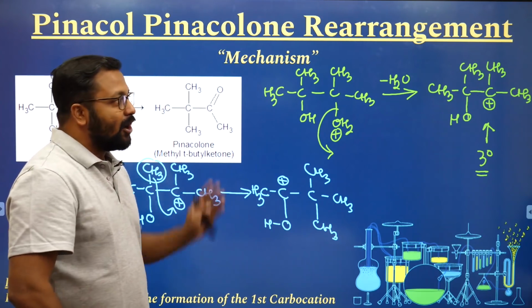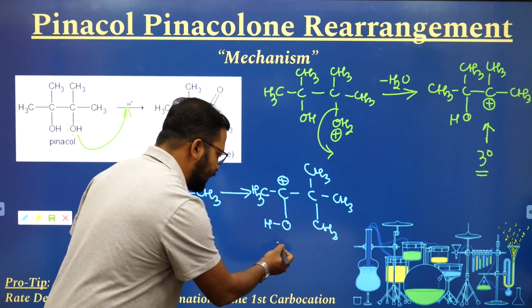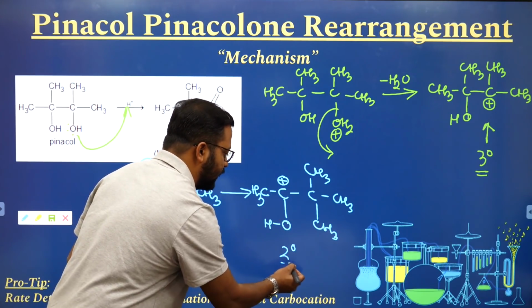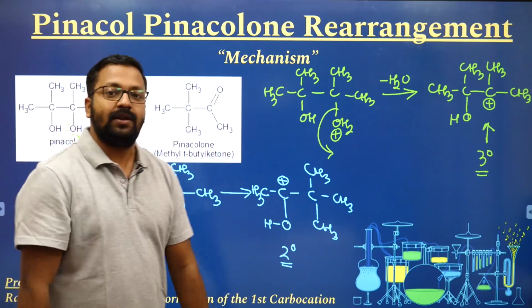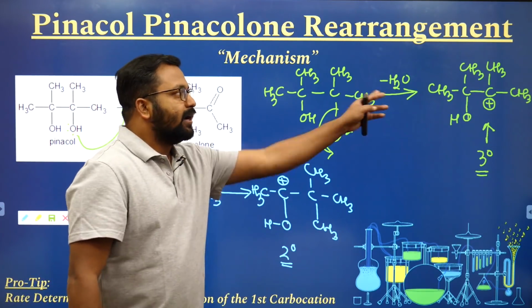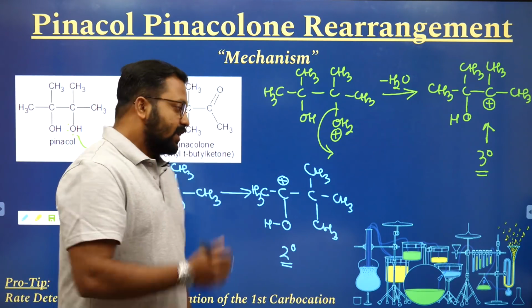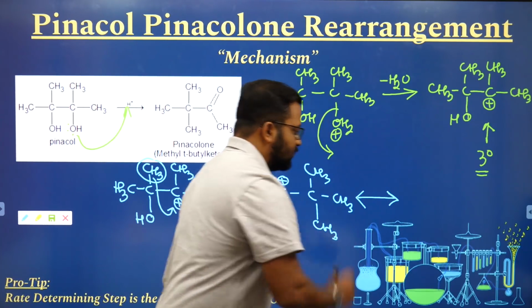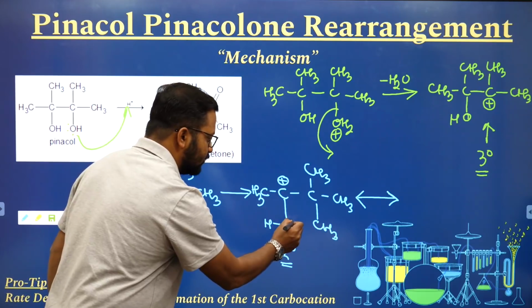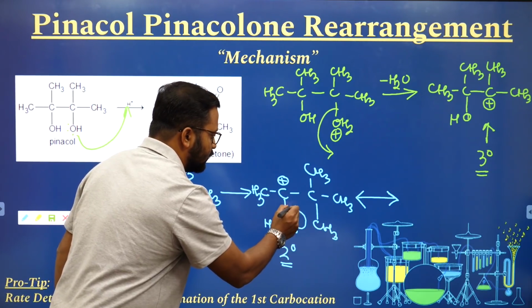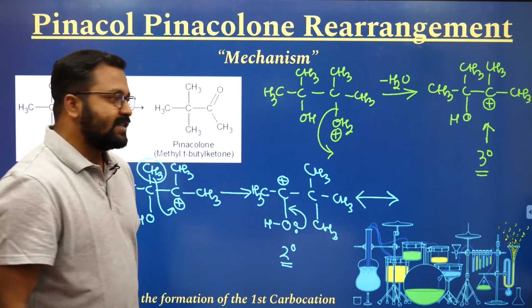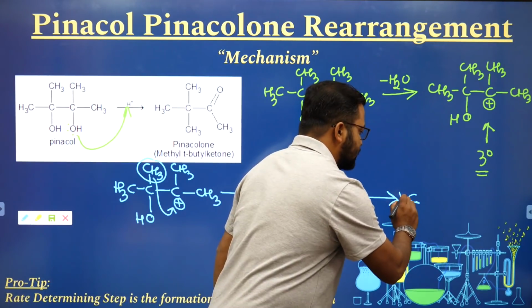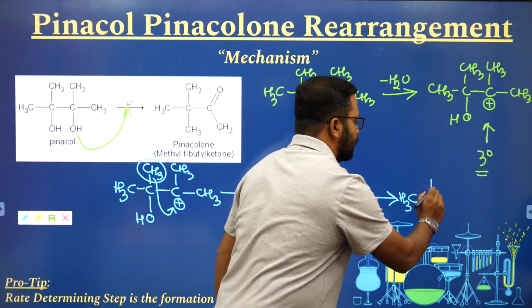Why is this carbocation more stable than that? This carbocation can be qualified as a 2 degree carbocation, since it is attached to 2 carbons, but why is this 2 degree carbocation more stable than the 3 degree one? Because here, what is happening? Resonance is taking place. Resonance is occurring at this point.